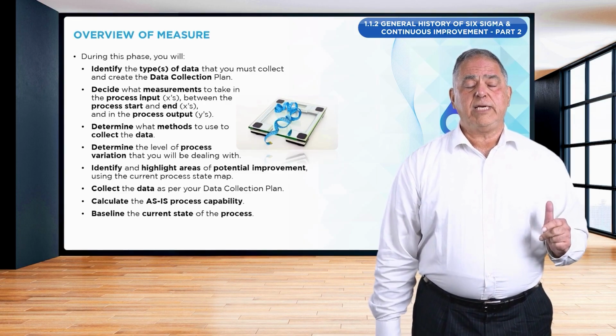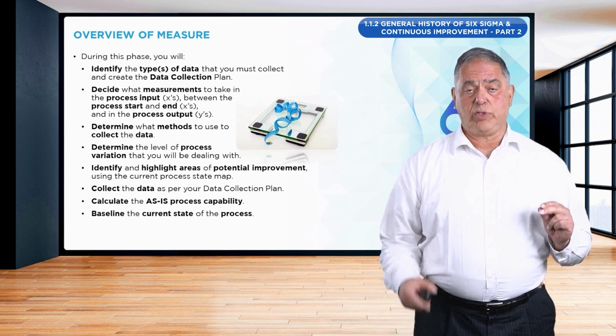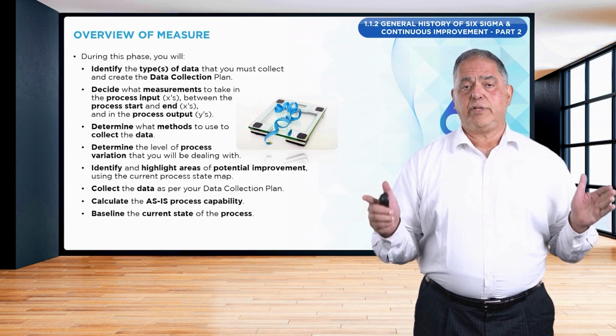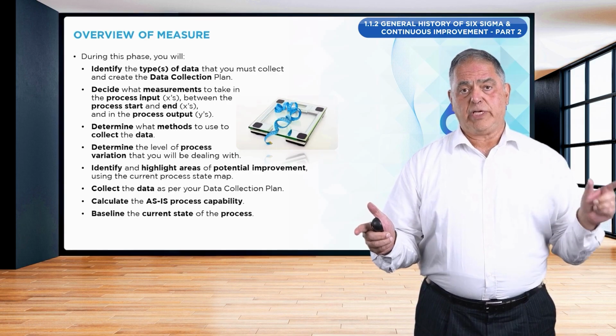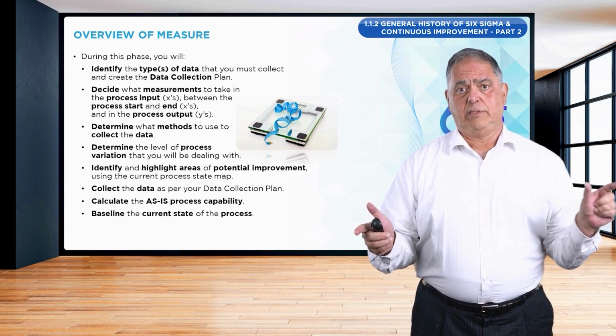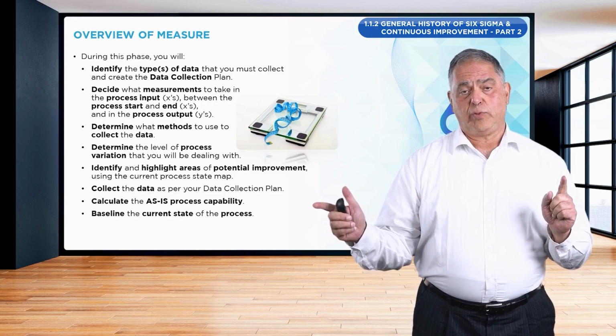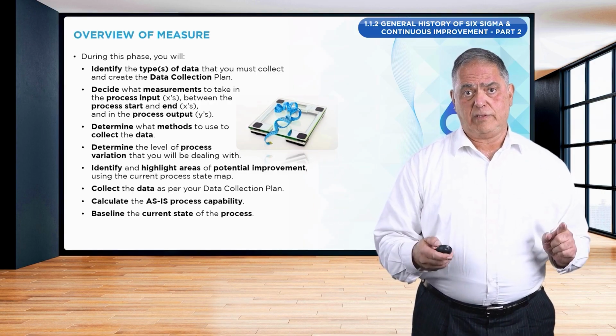We have to decide what we're going to measure and where. And typically in a process there are 3 measurement points. We can measure at the input level, between the process start and the process ends, and also we can measure at the output level.